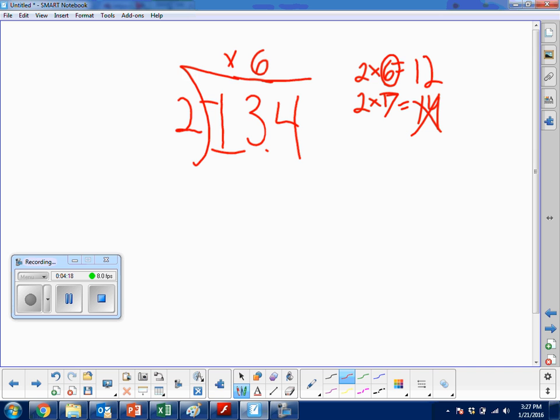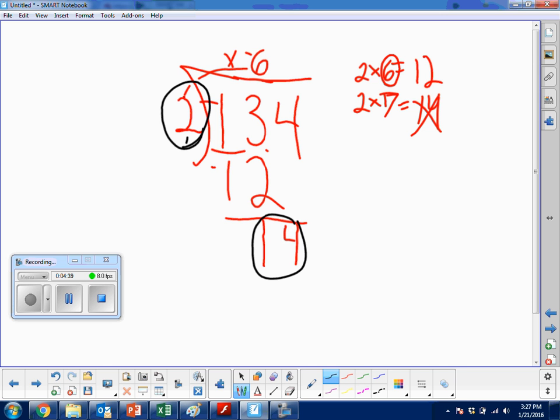So now I'm going to take 6 and that 2. I'm going to put that 12 down there. I'm going to subtract the two of them, and get 1. I'm going to drop my 4 down here and get 14. And the last step is to see how many times my 2 can go into this 14, and I know it can go into it 7 times. So my answer right there is 67.